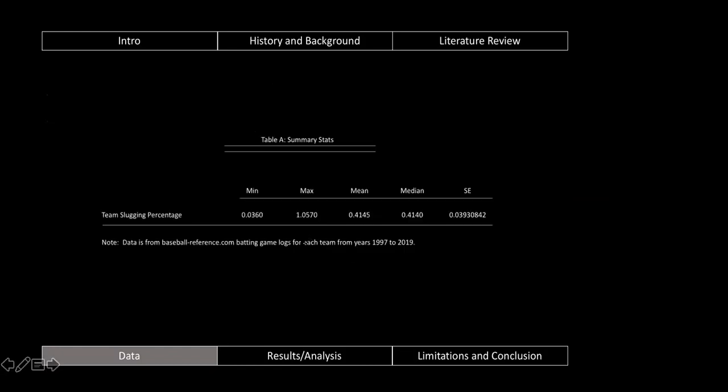And here are my summary statistics for team slugging percentage. My Y variable was what I could get summary stats for. My other variables used to conduct my actual research were dummy variables, so there are no summary statistics there, but they will be included in the results and analysis section, which I will be going over in the next slide.